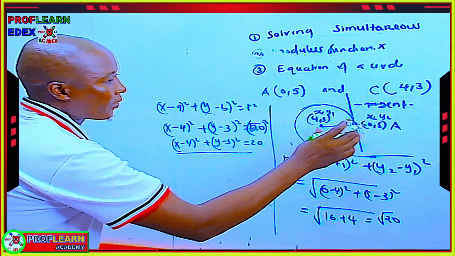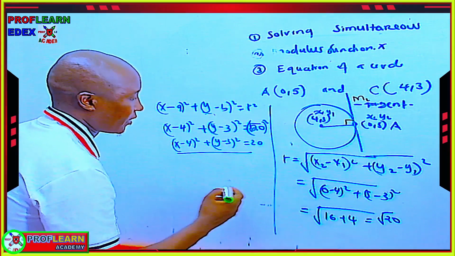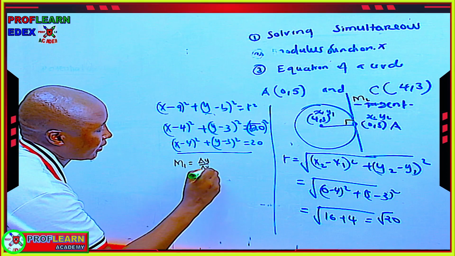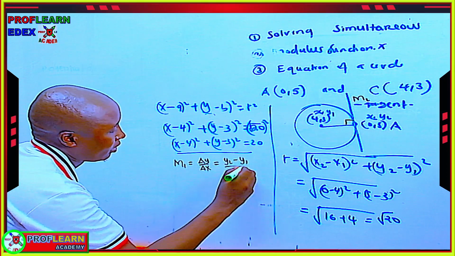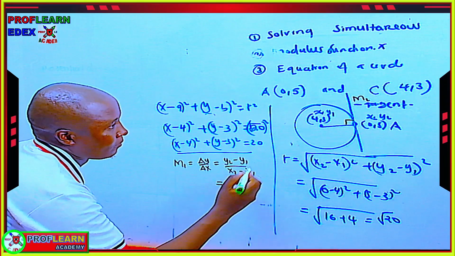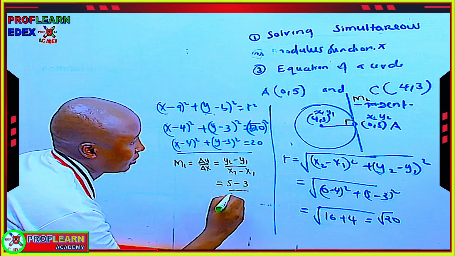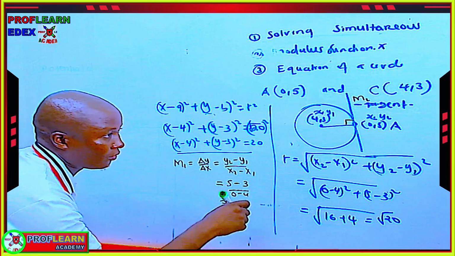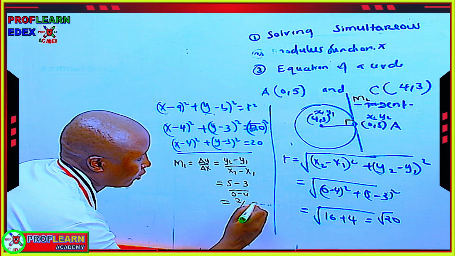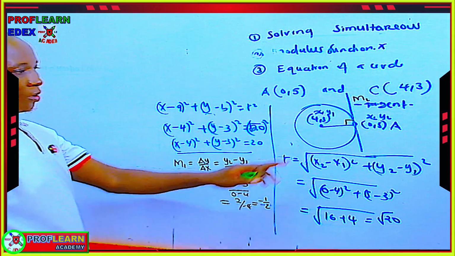Then, for us to find the gradient of the tangent, we need to find the gradient of the radius. So m1 is going to be change in y over change in x, which is y2 minus y1 over x2 minus x1. So if we want to find the gradient of the radius, it will be 5 minus 3 over 0 minus 4. So the gradient of the radius becomes 2 over negative 4, so it becomes negative 1 over 2. This is the gradient of the radius.